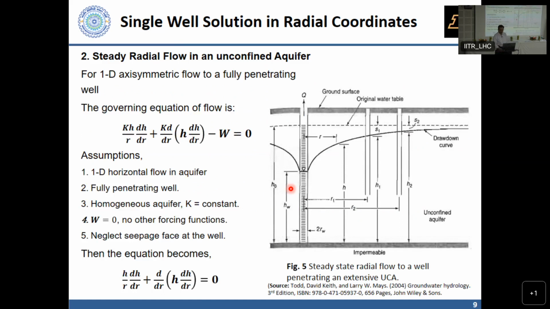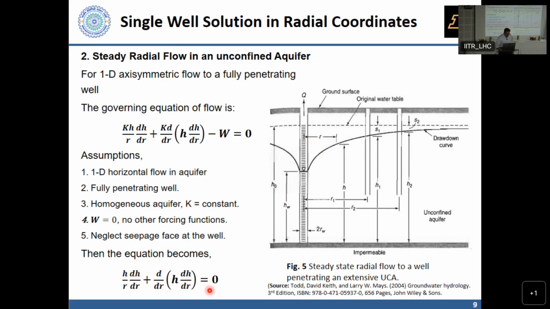What happens when we have an unconfined aquifer, steady state again? So for 1D axisymmetric flow to a fully penetrating unconfined aquifer, again, we have the symbols over here. H sub 0 is the initial water table height. And let's say for now, for steady state, that means the pumping is constant. After pumping started, the drawdown cone has developed, and after a while it's not changing. Then that becomes our steady state. And then we are able to talk about what the drawdown would be at different distances. So with all these assumptions, and again taking W equals 0, the aquifer is homogeneous, steady state, we'll get an equation like this.